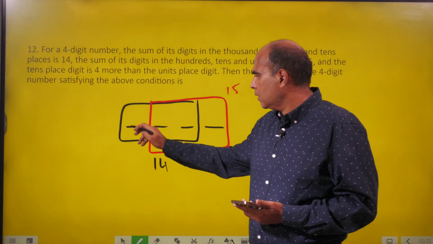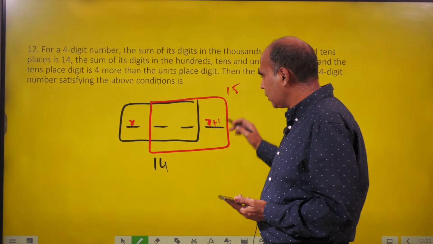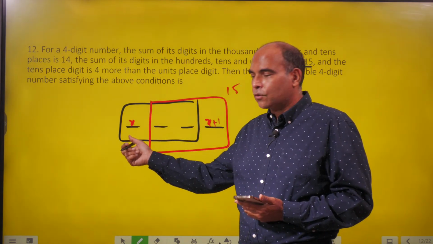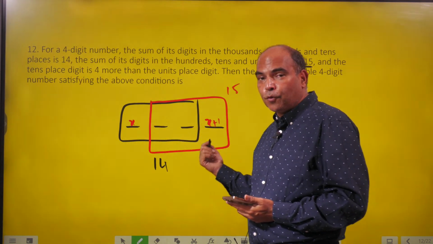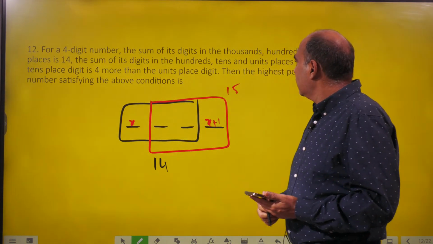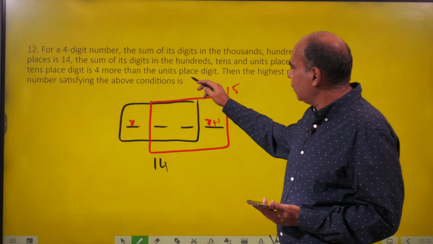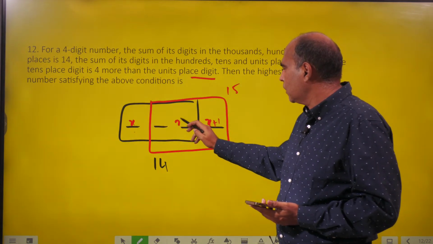If you put x here, this is going to be x plus 1. That's the only way. This red box's sum is 15 and this black box's sum is x. So whatever value you put here, if you put a 2 here, you're going to put a 3 here. If you put a 3 here, you're going to put a 4 there, and so on. And the tens place is 4 more than the units place digit. So if you know this is x, this is x plus 1, you also know that this is x plus 5.